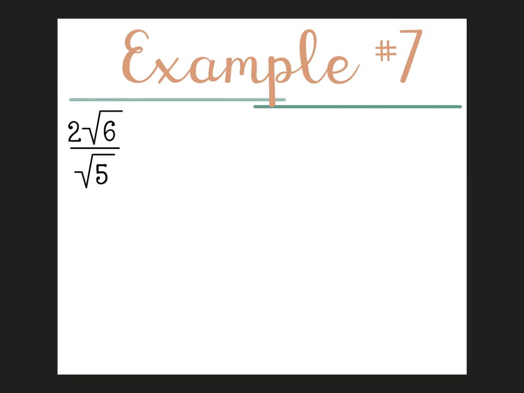For example 7, I start by checking this fraction, 6/5. It can't be simplified. So instead, I'm just going to rationalize right away. I do that by multiplying by square root of 5 over square root of 5. If I multiply across the numerator, I can't multiply 2 with 6 and 5 because 2 is not in a radical. So I'm just going to carry it over. Square root of 6 times square root of 5 is square root of 30. Square root of 5 times square root of 5 is just 5.